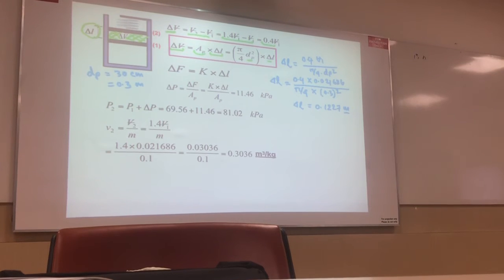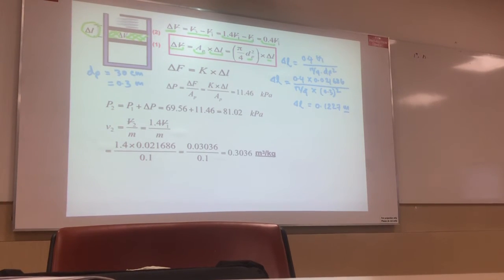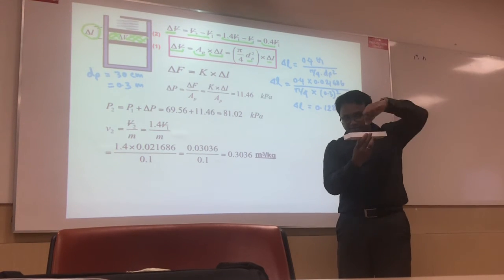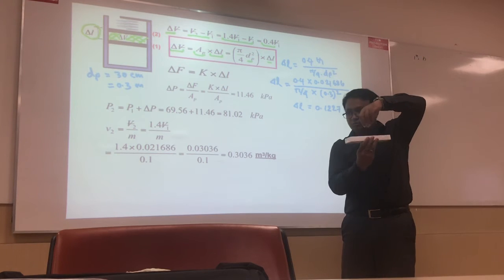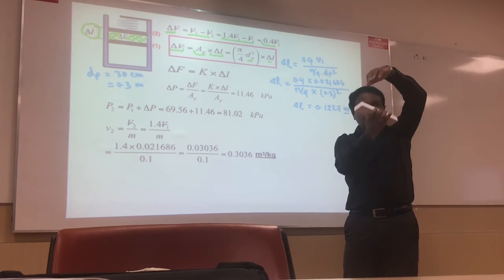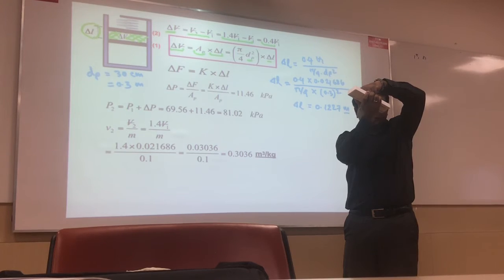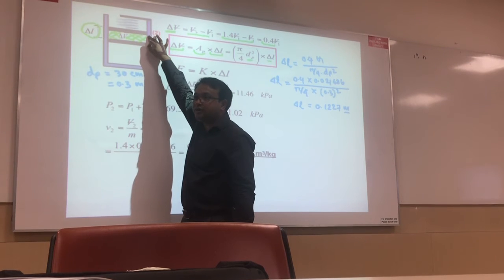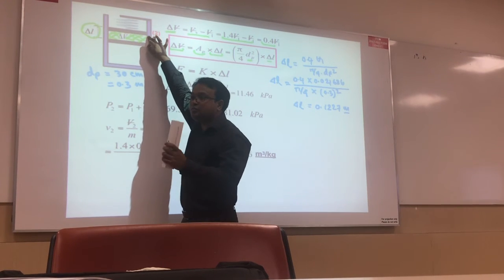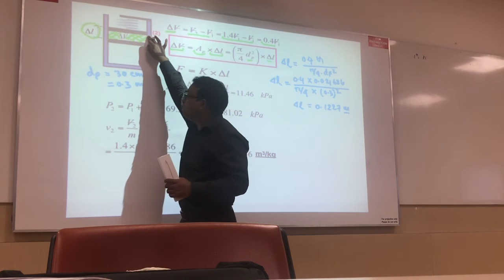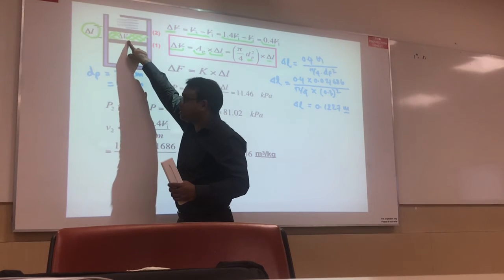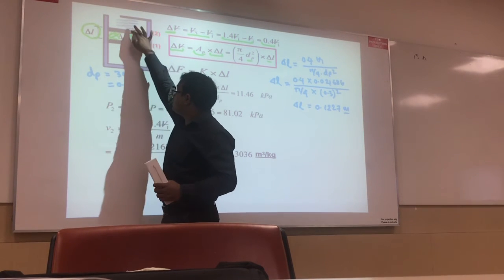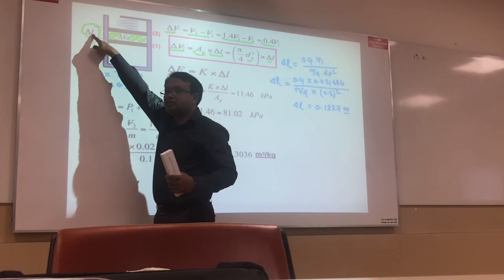Now listen to the concept. What is the concept here? This is the piston, right? Here is the spring. So the piston is moving upward, and the spring is compressed. The piston travels how much distance? Delta L. And the spring is compressed how much? Delta L, because initially the spring touches here. The piston travels this distance, which means the spring is compressed by delta L.